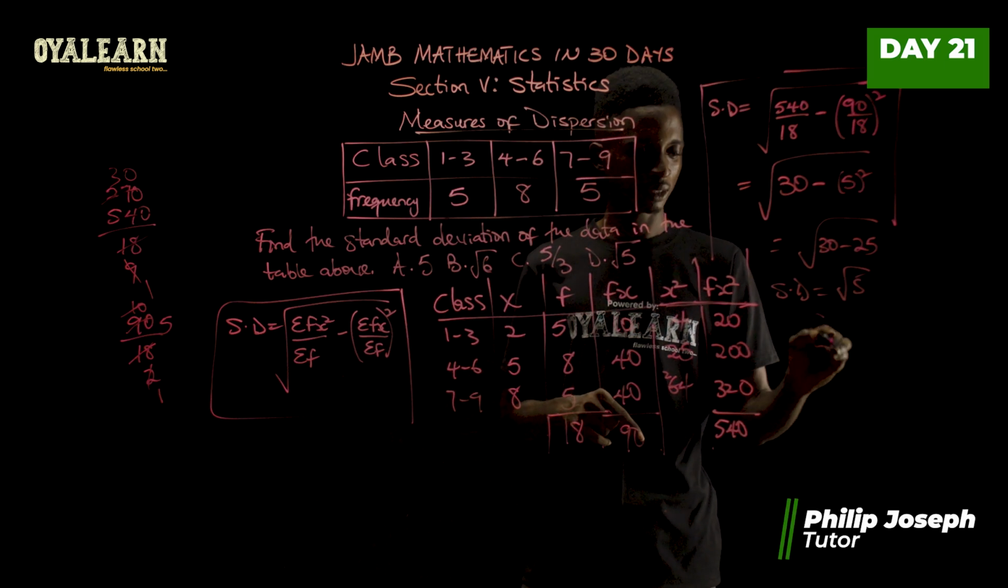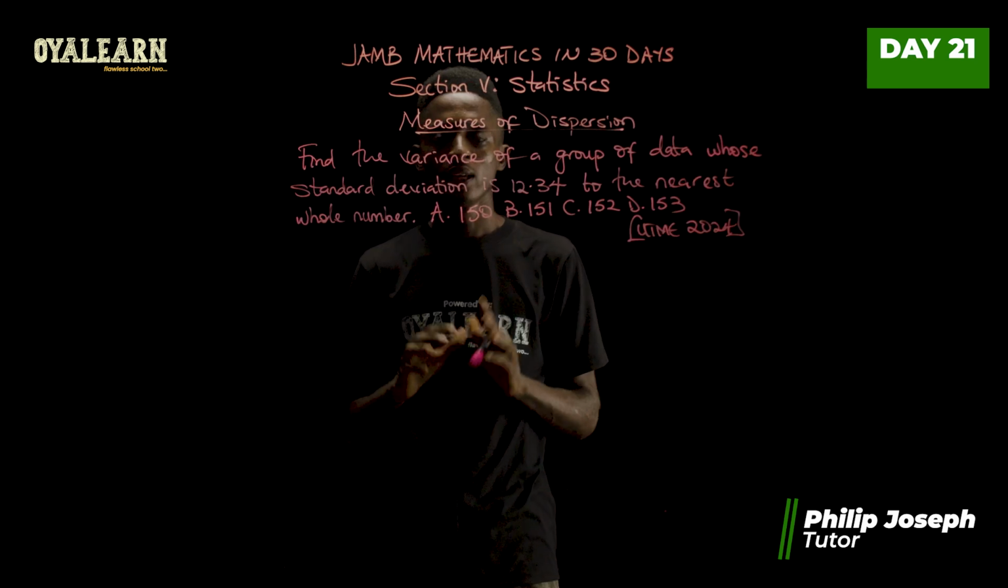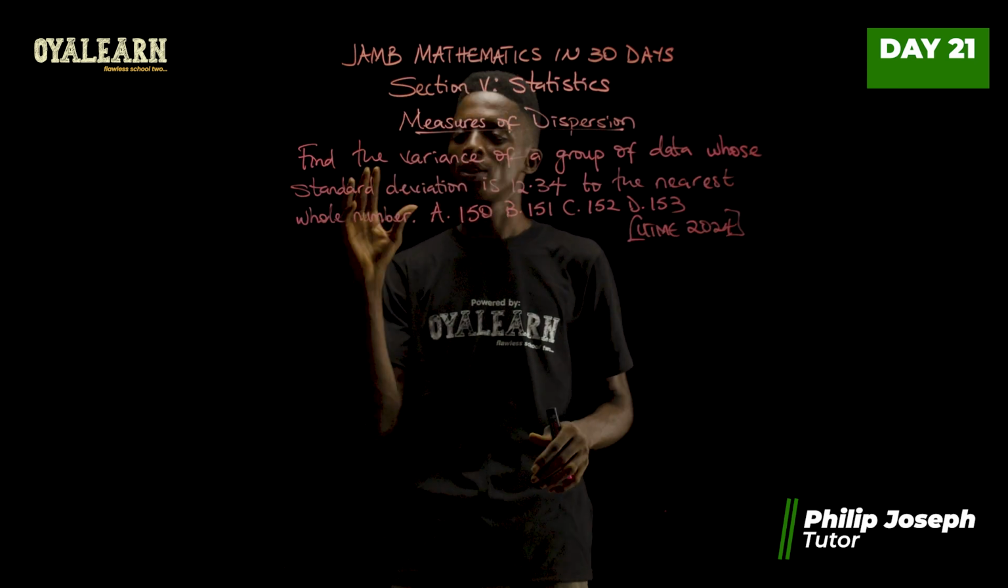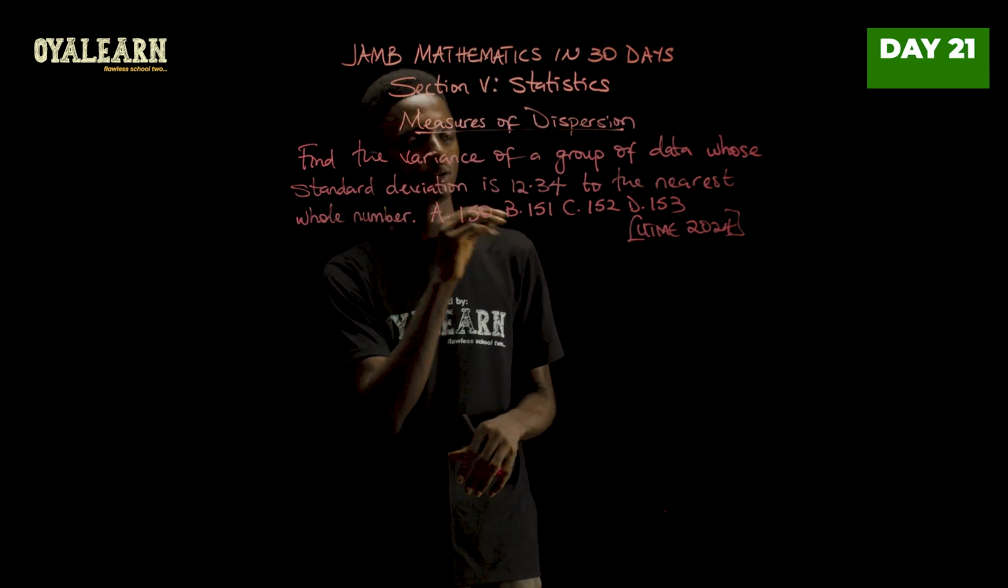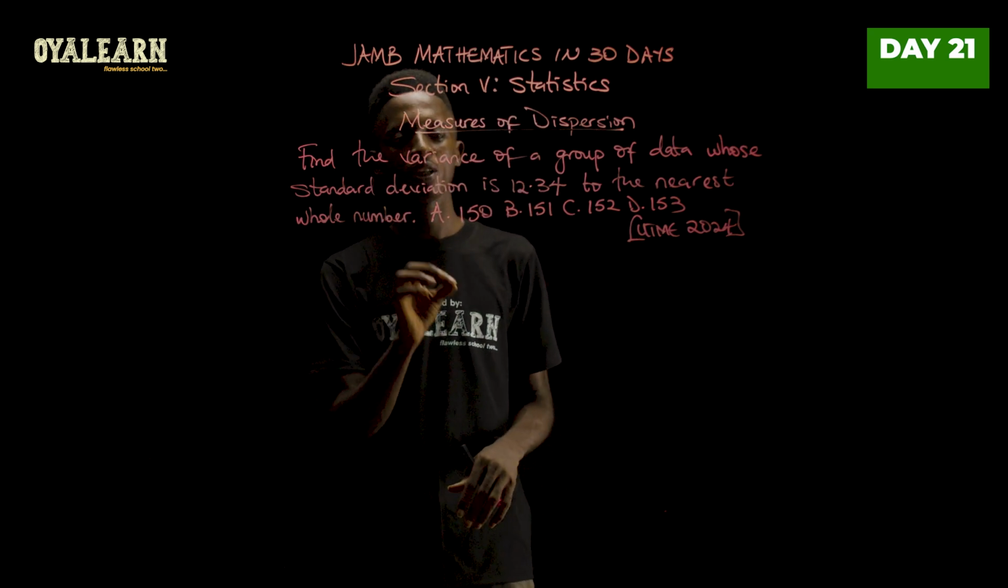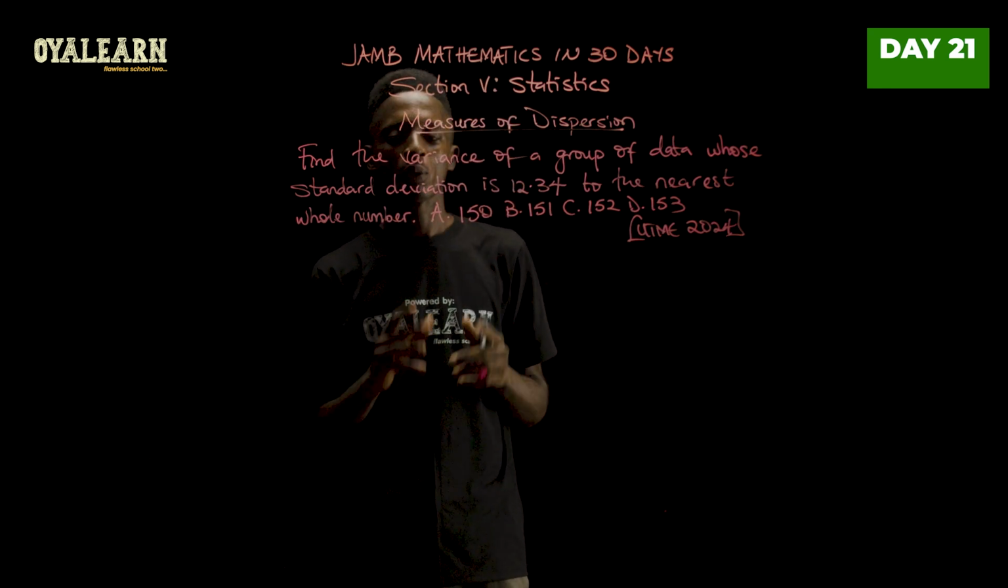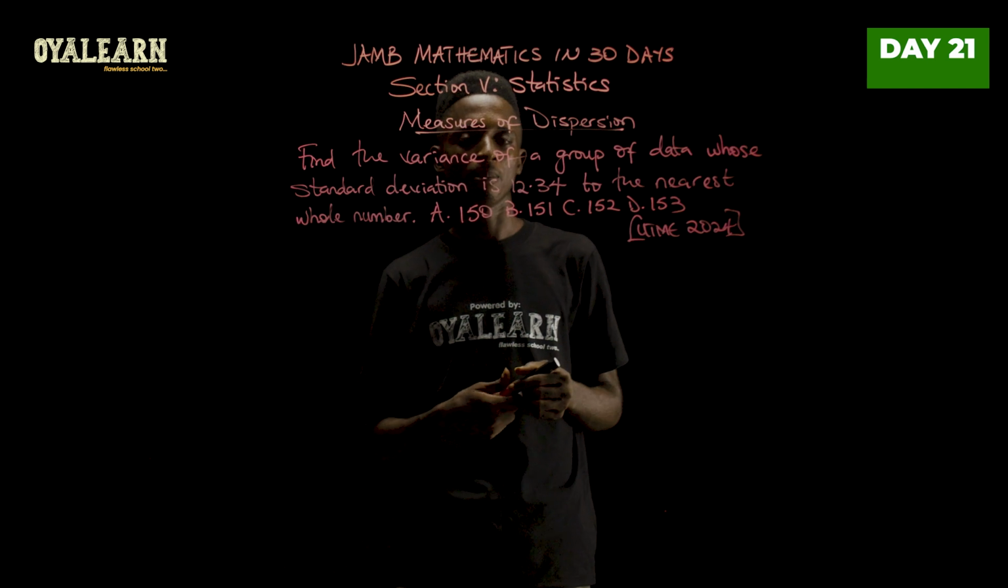That is option D. In this question from UTME 2024, it says find the variance of a group of data whose standard deviation is 12.34. And we're to do this to the nearest whole number.